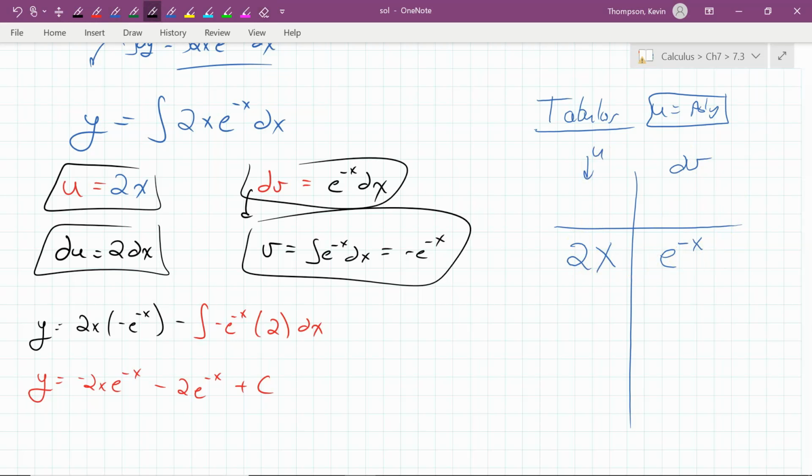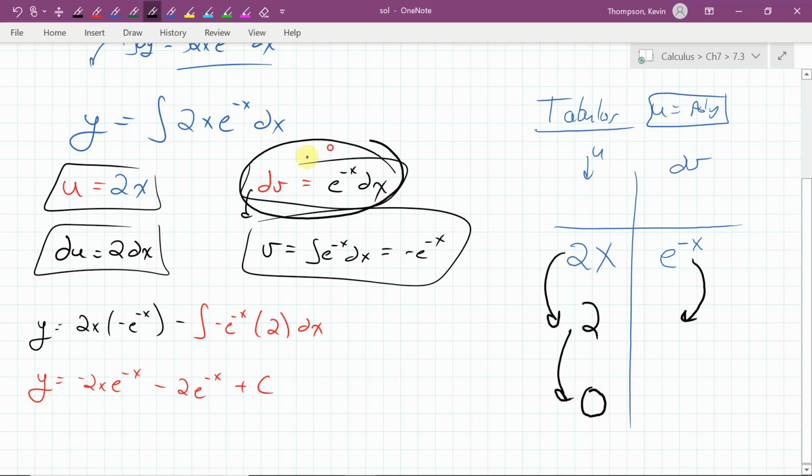Now, on this side, we are going to take the derivative, because that's what happens to the u value. We take the derivative, and it's done. On this side, I'm going to find the antiderivative, because don't we integrate this piece? So I'm going to integrate it, and I'm going to get my minus e to the minus x. Now, notice that right there is v, isn't it?